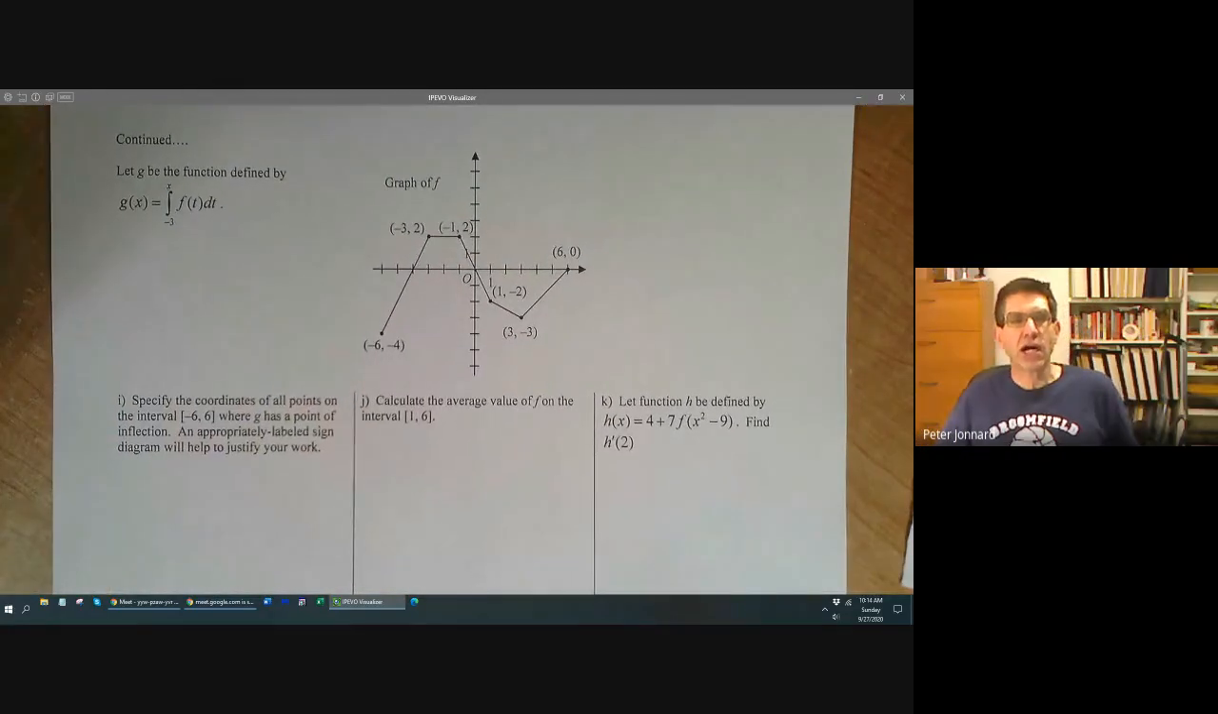Okay, so look at question I. It says, specify the coordinates of all points on the interval where G has a point of inflection, okay? An appropriately labeled sign diagram will help to justify your work.